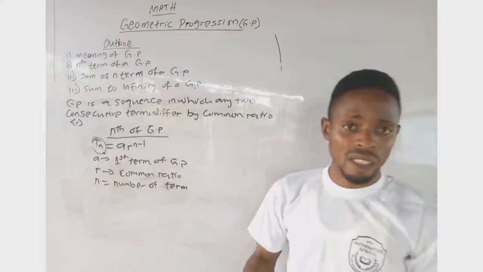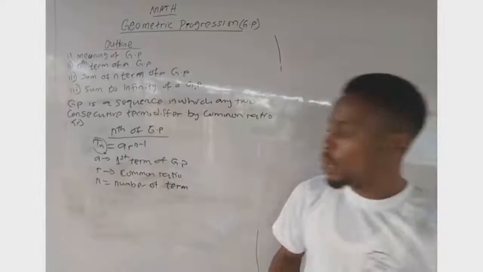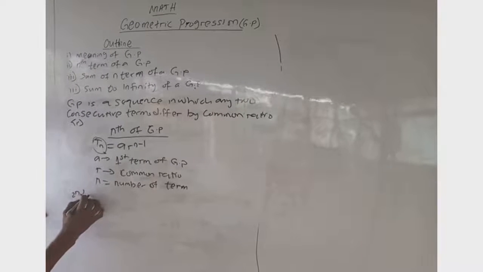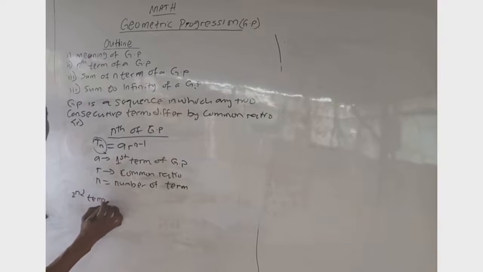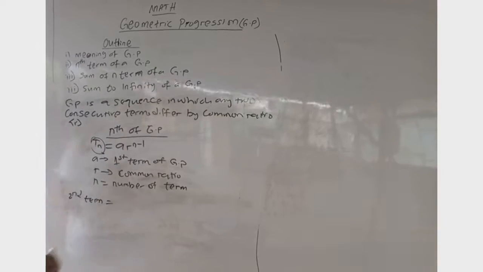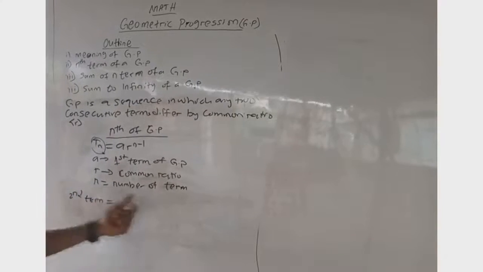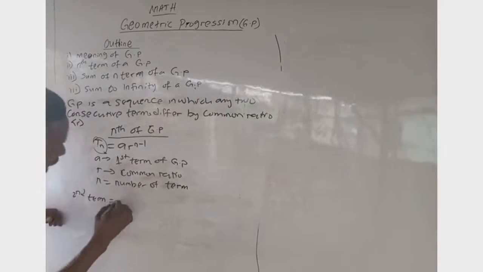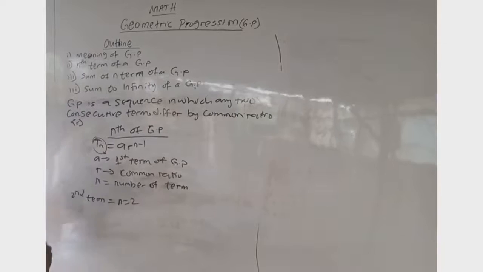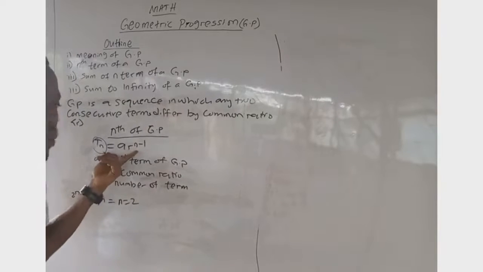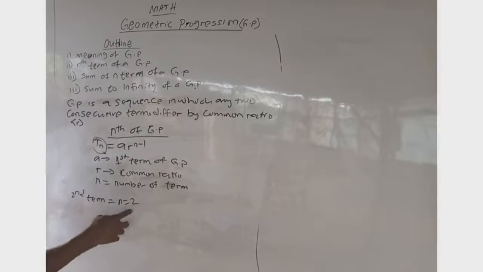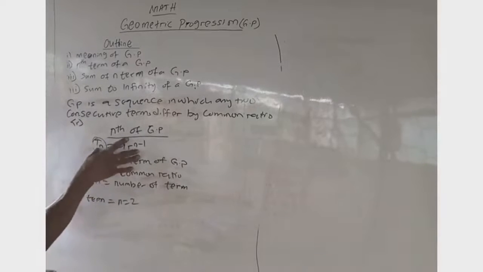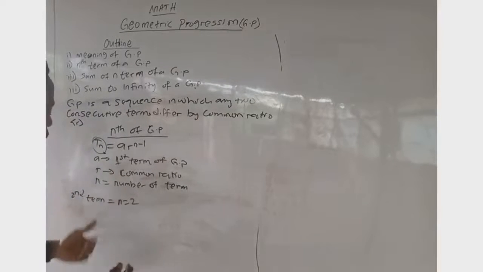For example, if you want to get the second term of GP, the second term of GP is T2, where our n means the number of terms, and here n is equal to 2. So you put n equal to 2 into this formula, and after the calculation you get the formula to calculate the second term of GP.